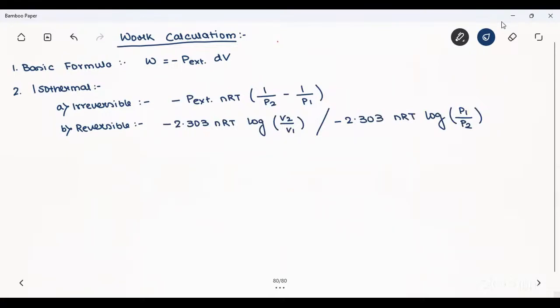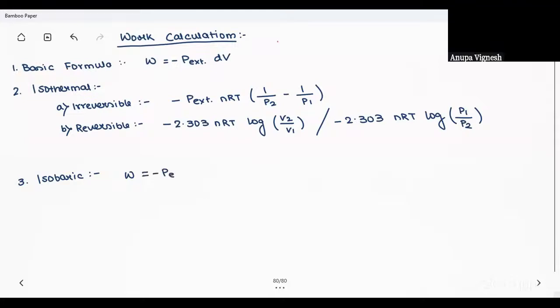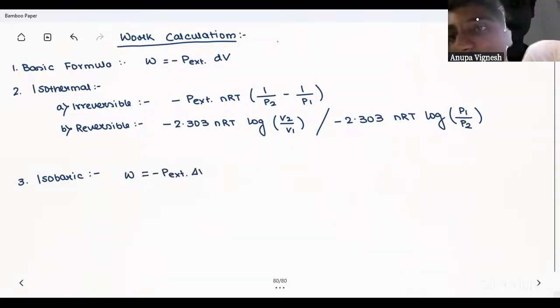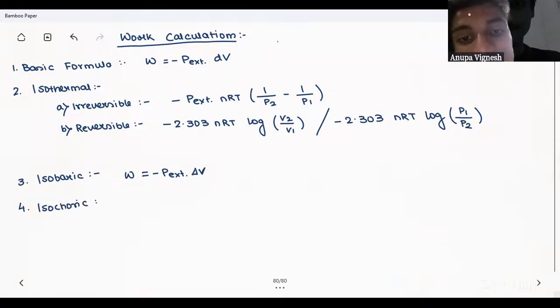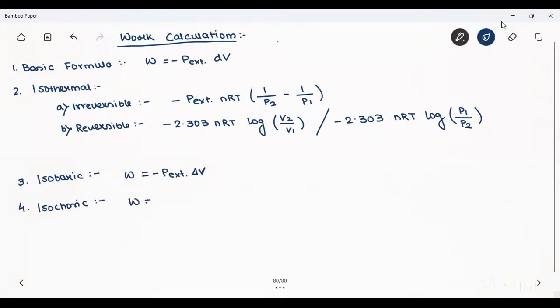Now, what was the formula for isobaric? We have to use the basic formula. Yes, ma'am. And what is the formula for isochoric? Ma'am, it's 0. 0. Very good. What was the formula for open container?